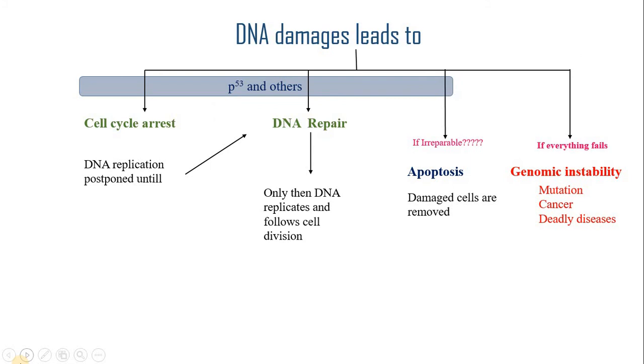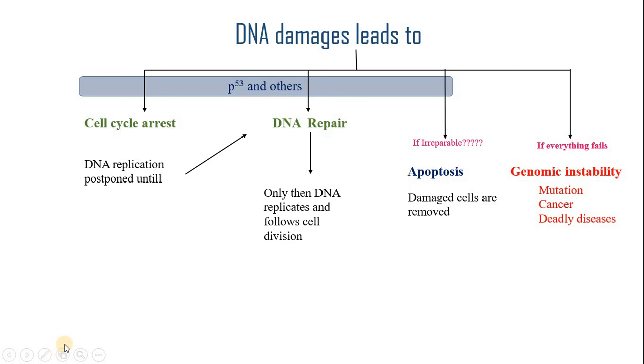Now these DNA damages can lead to cell cycle arrest. When such cell cycle arrest is observed in the cell, DNA replication is postponed, and this postponement is retained until and unless it is repaired. Once the DNA is repaired, then the normal functioning of the cell follows. Sometimes DNA damage can lead to apoptosis, that means damaged cells are removed, in the sense that the body itself removes the damaged cells.